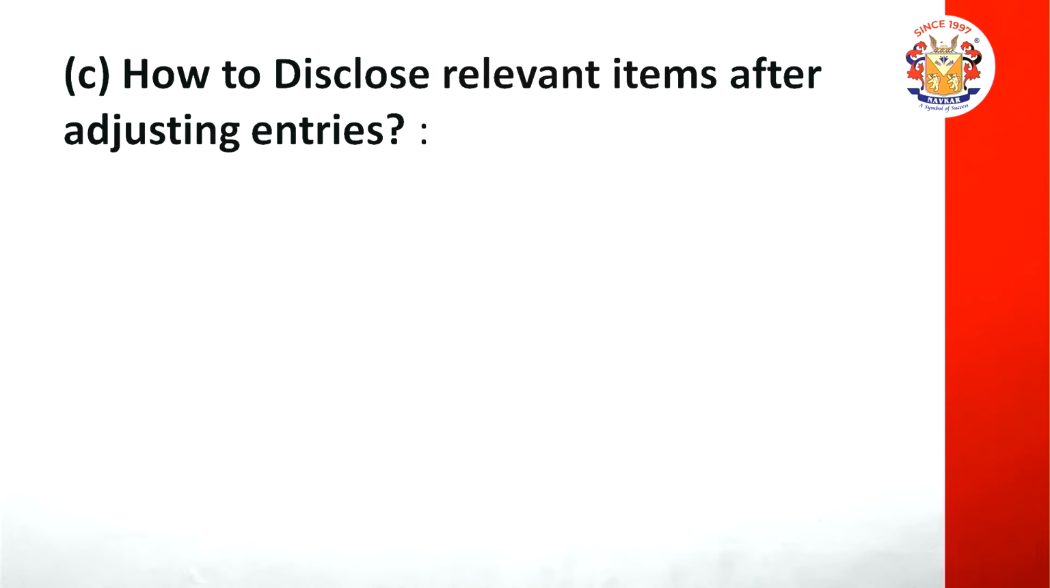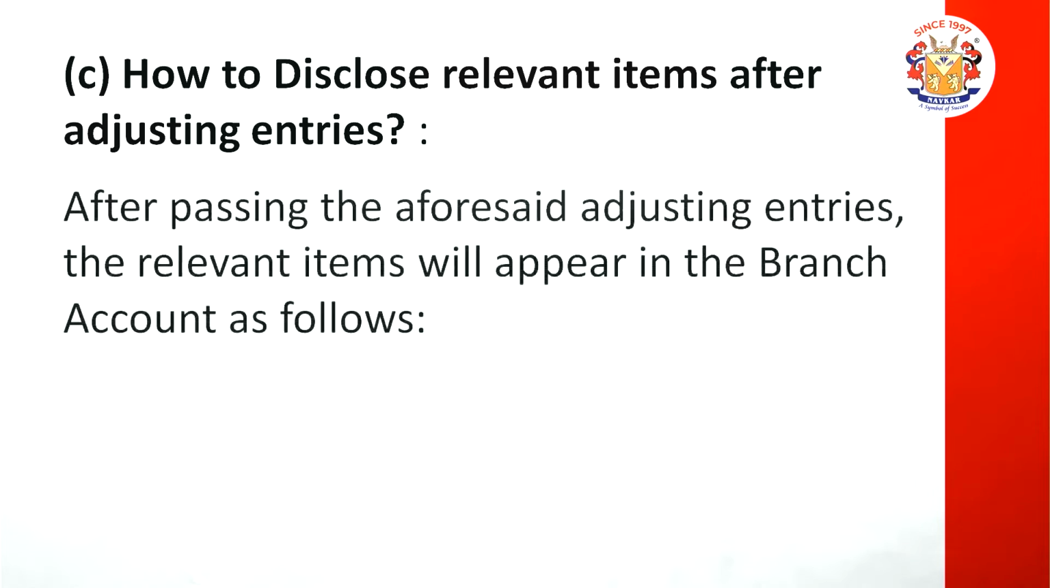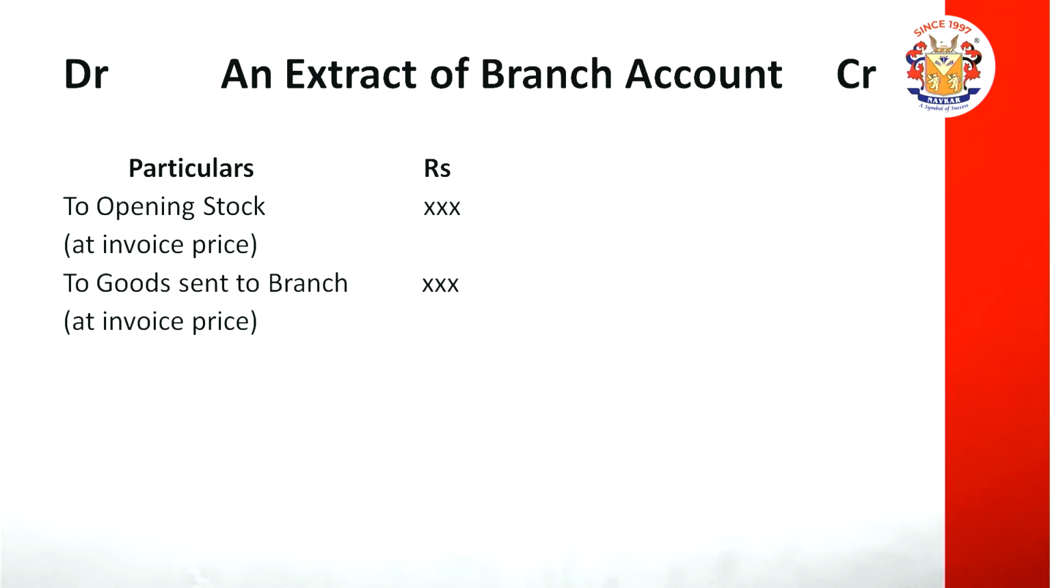Next one. How to disclose relevant items after adjusting entries. After passing aforesaid adjustment entries, the relevant items will appear in branch account as follows. Now, whenever cost price and invoice price are different, the format of branch account under debtors method will look like this. An extract of branch account.